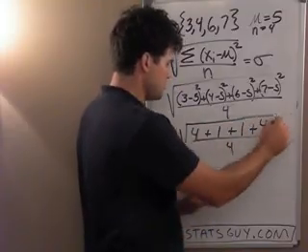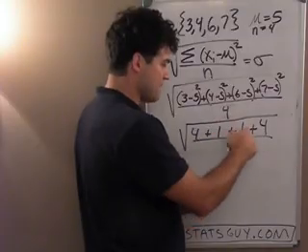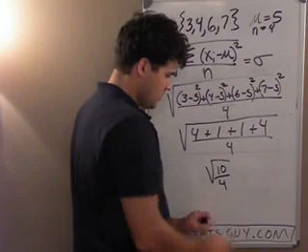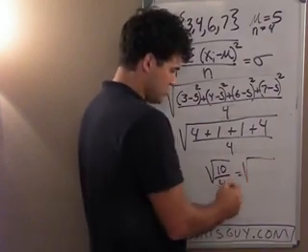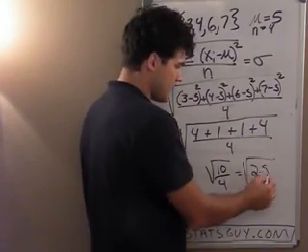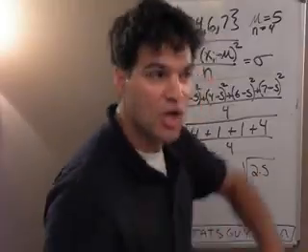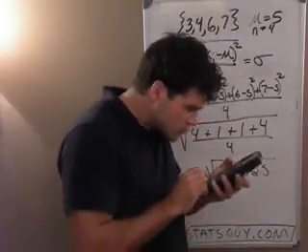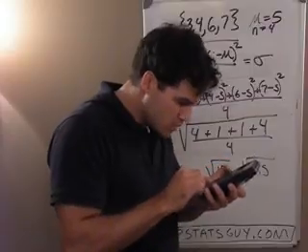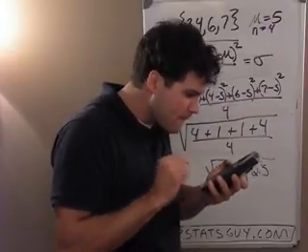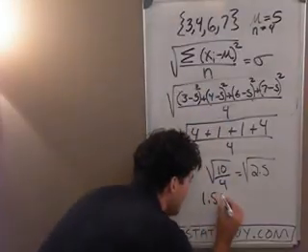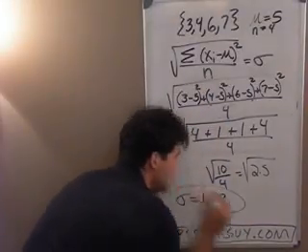Still find the square root. 4 plus 1 is 5, and 5 is 10 over 4. What's 10 over 4? Well, it's 2.5. 2.5 is the average squared distance to the mean. So when I take the square root of 2.5, I get 1.58. 1.58, that's my standard deviation.